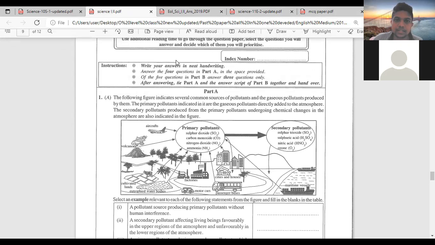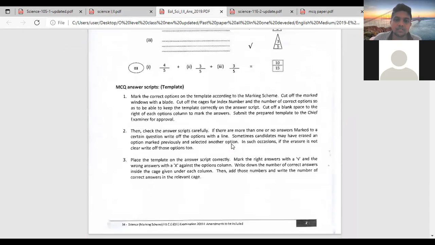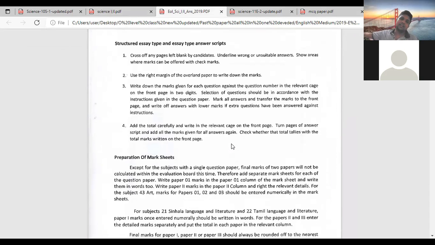I will show you a correct marking scheme. Don't give or don't put marks based on master guide or any guidebooks that you have, because they are not mentioning almost all the answers. So if you are coming to my class, I will share all the marking schemes for the science.